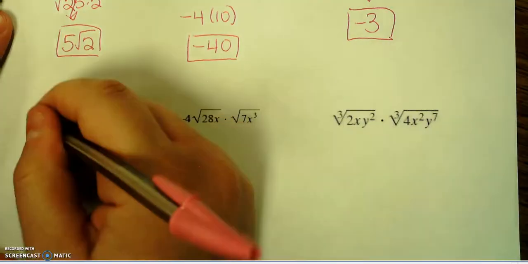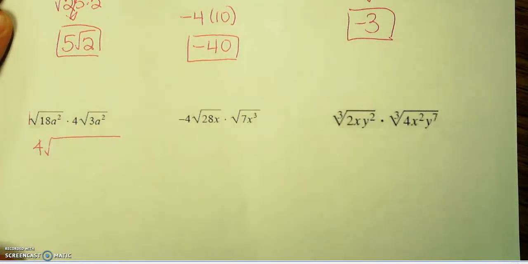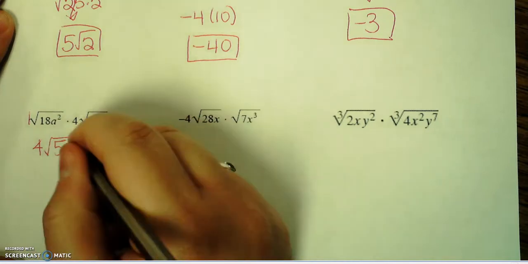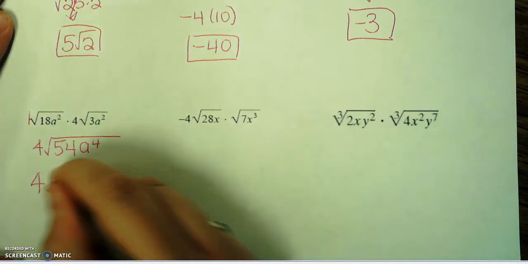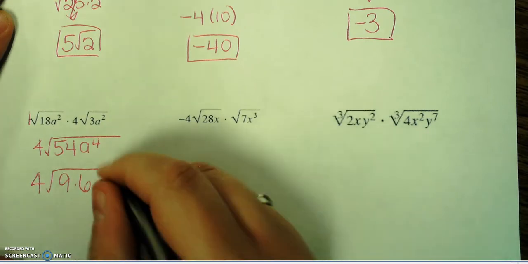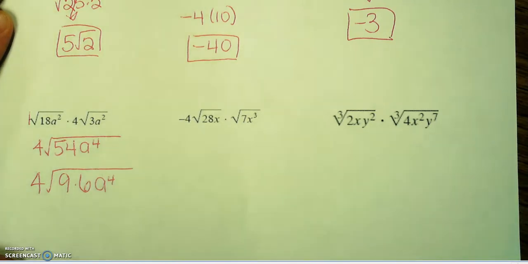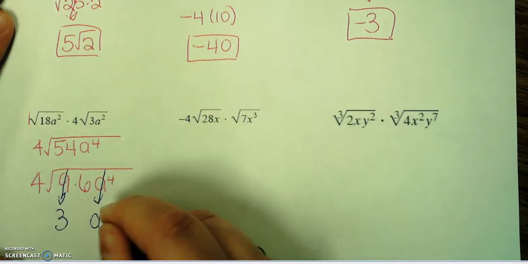All right. 1 times 4 is 4. That's going to stay out in front. If you do 18 times 3, you're going to get 54. And a squared times a squared, add the exponents, a to the 4th. This is a square root. The biggest perfect square that goes into 54 is 9. And I'm going to keep this a to the 4th. It's already a situation where you're divisible by the root, which is a square root. This is going to come out as a 3. This is going to come out as an a squared.